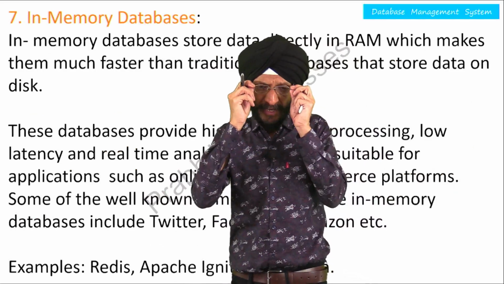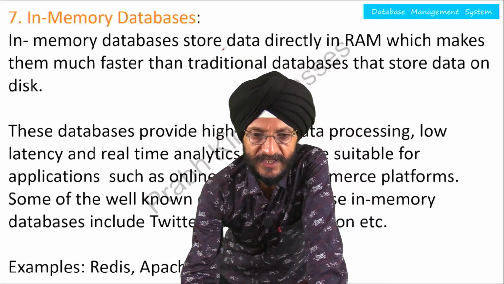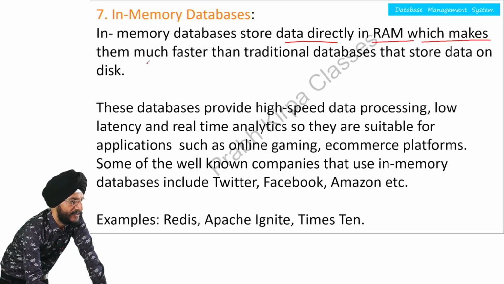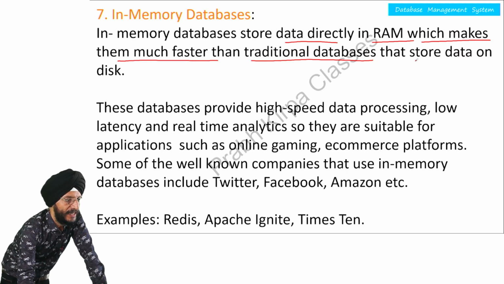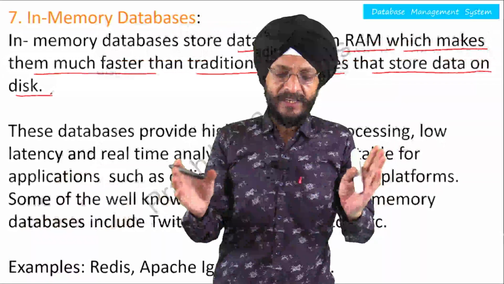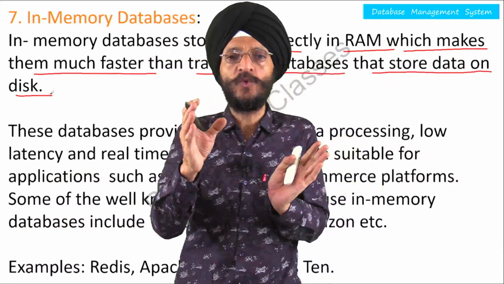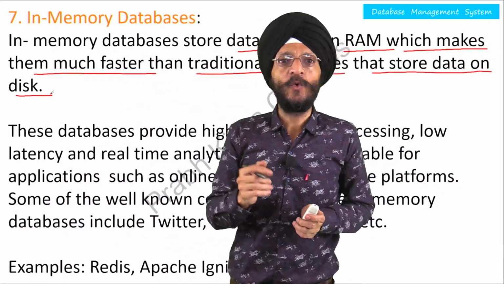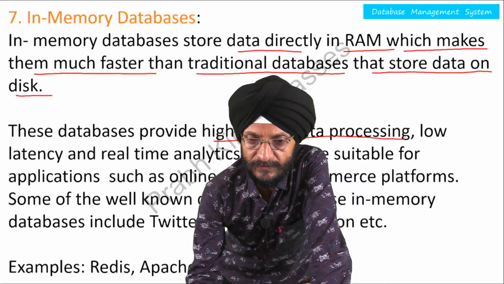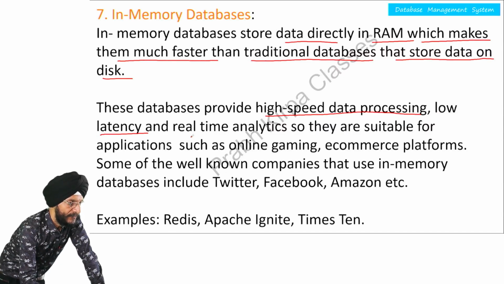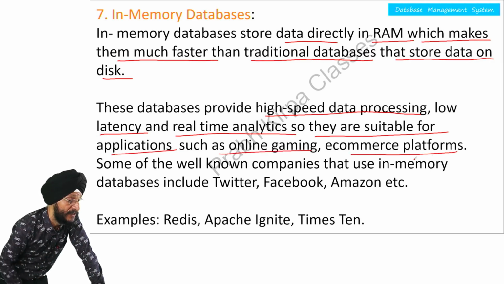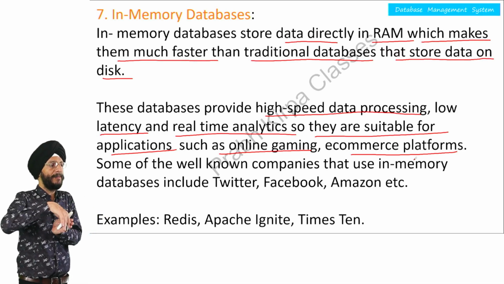Now, next is in-memory databases. These databases store data directly in RAM, random access memory, which makes them much faster than traditional databases that store data on disk. That is, all the data in this type of database is stored in RAM and not on disk. These databases provide high speed data processing, low latency, and real time analytics, so they are suitable for applications such as online gaming and e-commerce platforms.